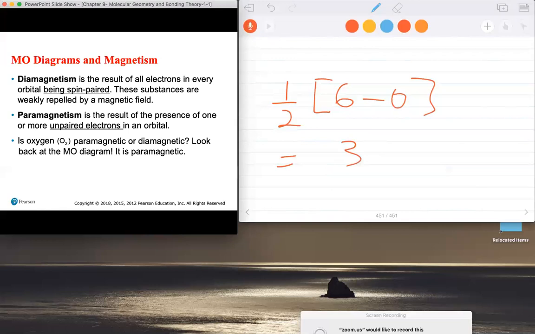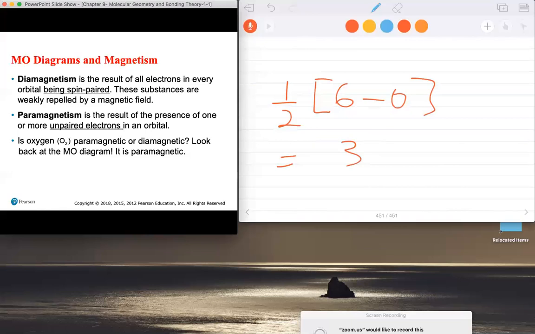Let's shift gears to paramagnetism and diamagnetism. When we say something is diamagnetic, that means it's not attracted towards the magnet. This is my stylus pen. If I have a magnet and try to pick it up using the magnet, it's not going to be attracted. We say it's diamagnetic, it's not attracted. A paramagnetic molecule is attracted by the magnet.